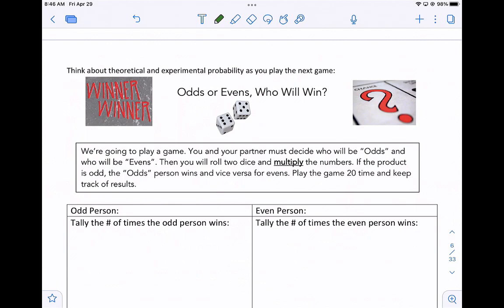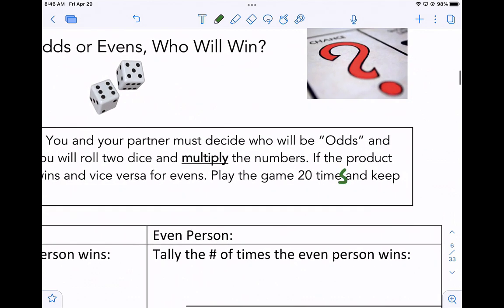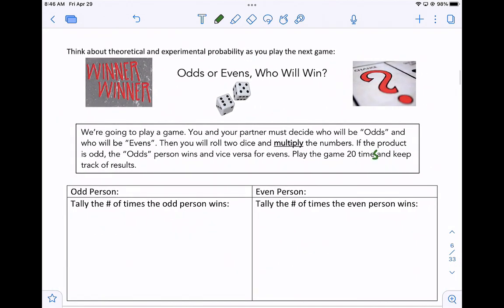You and your partner must decide who will be odds and who will be evens. Then you will roll 2 dice and you're going to multiply the numbers this time. If the product is odd, the odd person wins, and vice versa for evens. So if you roll the dice and multiply them and you get an even number, the even person wins. Play the game 20 times and keep track of the results.